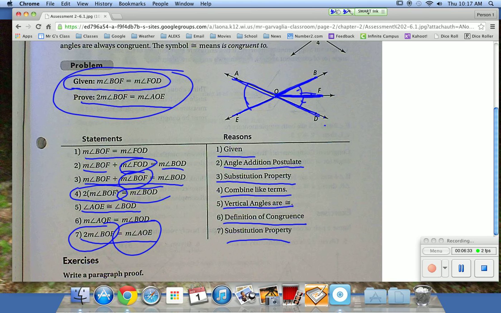It's a lot. It takes some thinking. But just like any other math problem, you break it down step by step.